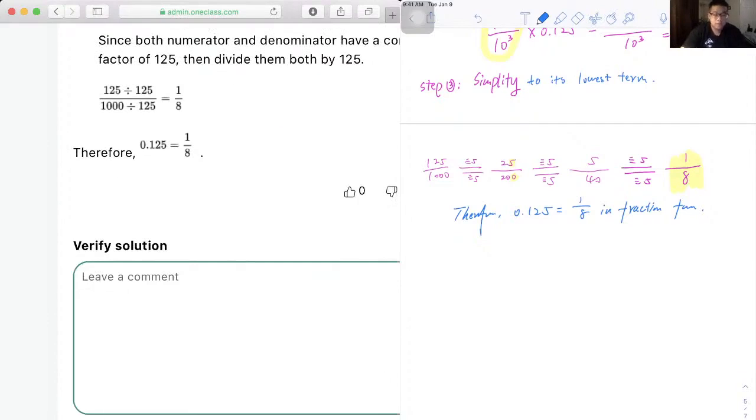Let's see the comment. Solution is correct.